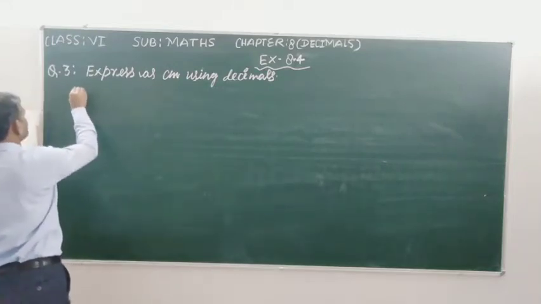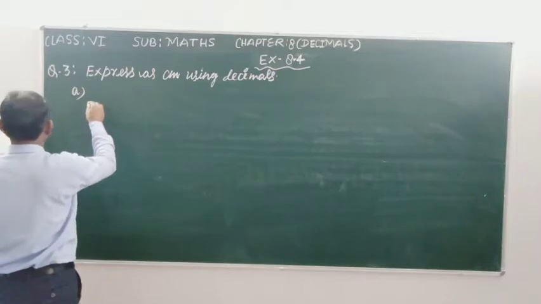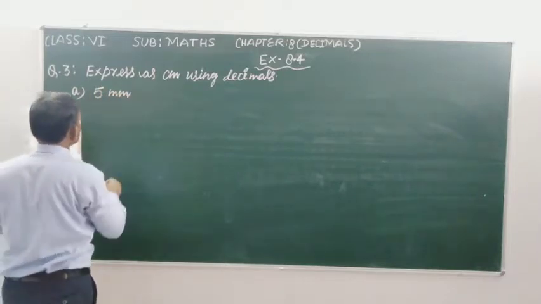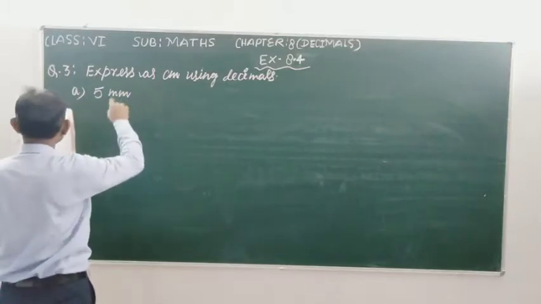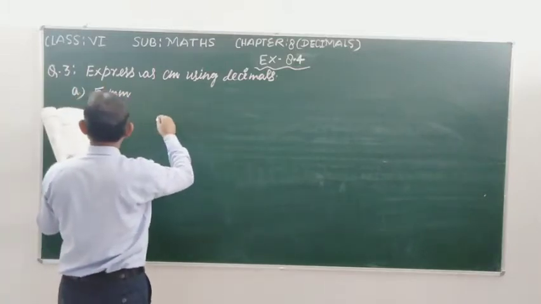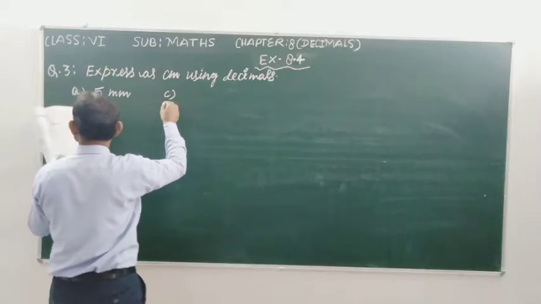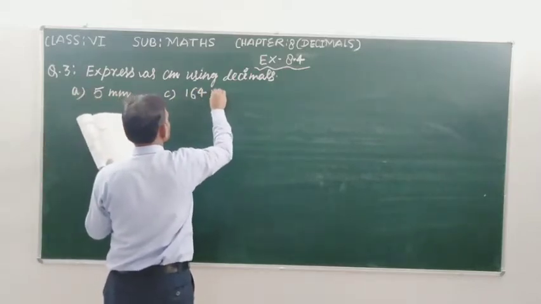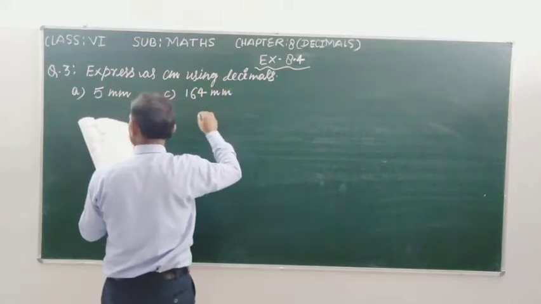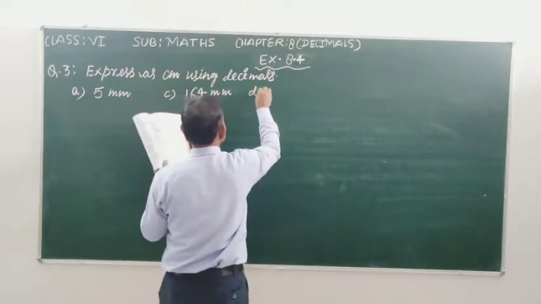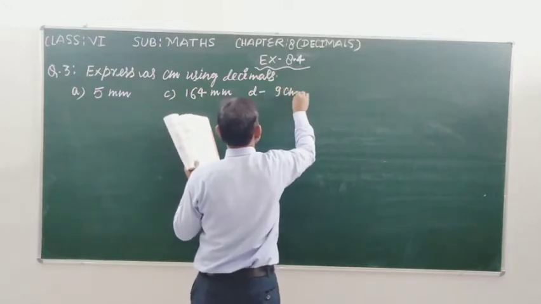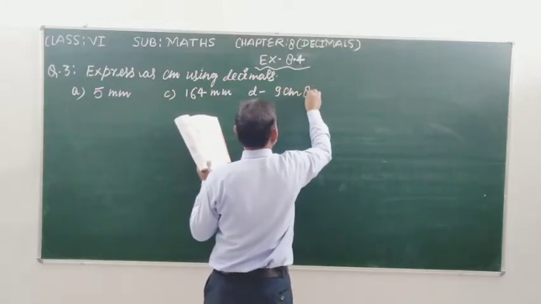So I am taking the first part. First part is, student, 5 mm, 5 millimeter. This is the short form of millimeter. And C part I am taking also, 164 millimeter, and I am taking D part, student, that is 9 centimeter and 8 millimeter.